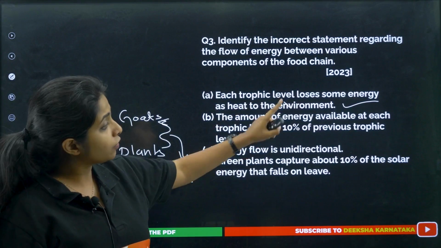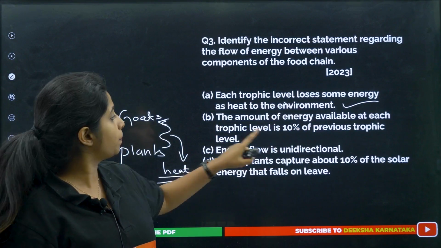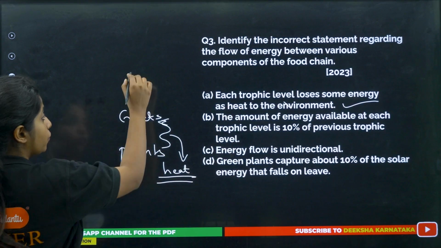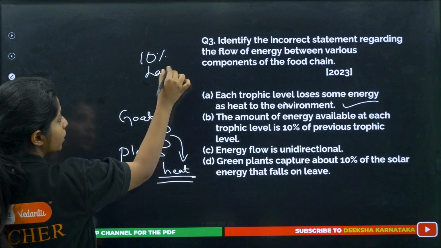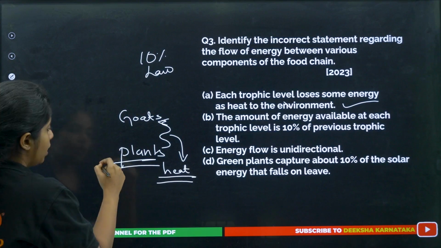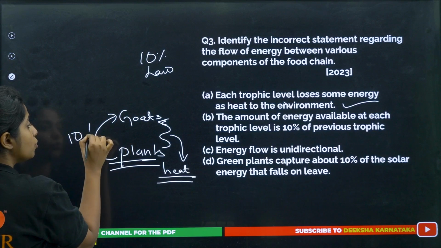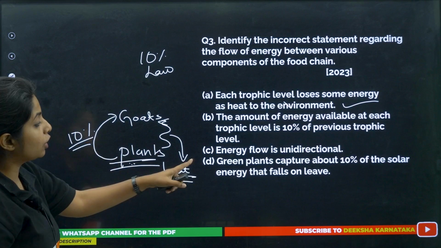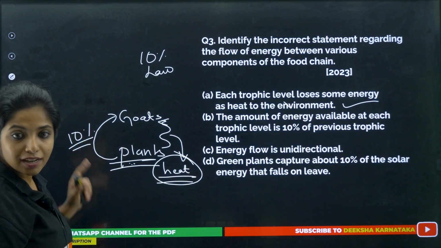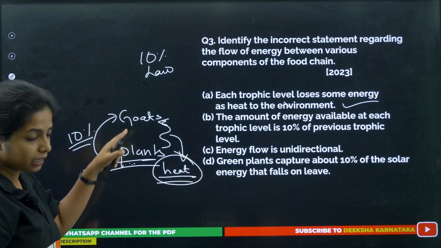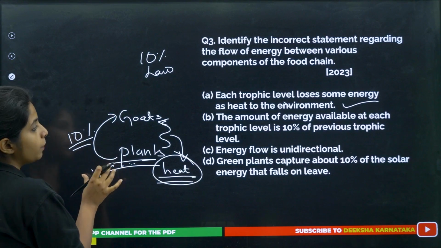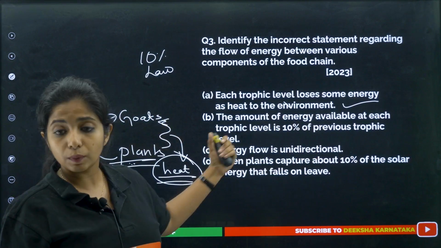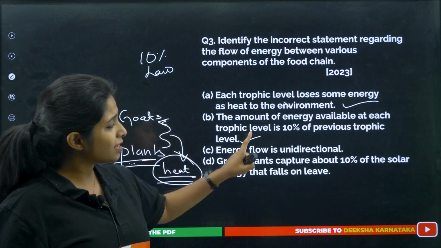What about the next thing? The amount of energy available at each trophic level is 10% of the previous trophic level. I told you, or if you know it already, there is a 10% law according to which whatever energy this organism has, when it is going to pass to the next organism, it is only going to pass 10% of the energy that it has. The rest of the energy, it will use for itself, or it could lose in the form of heat and things like that. So just 10% reaches the next one. You get it? So this statement is correct.